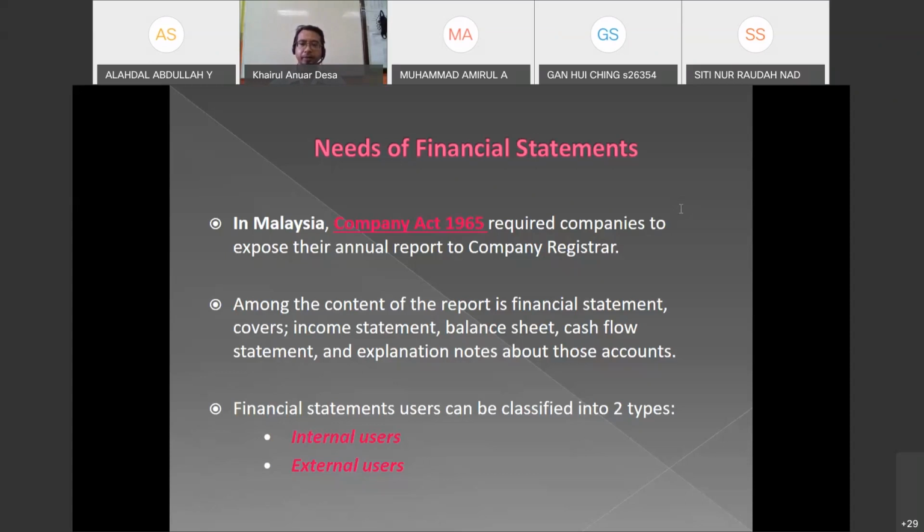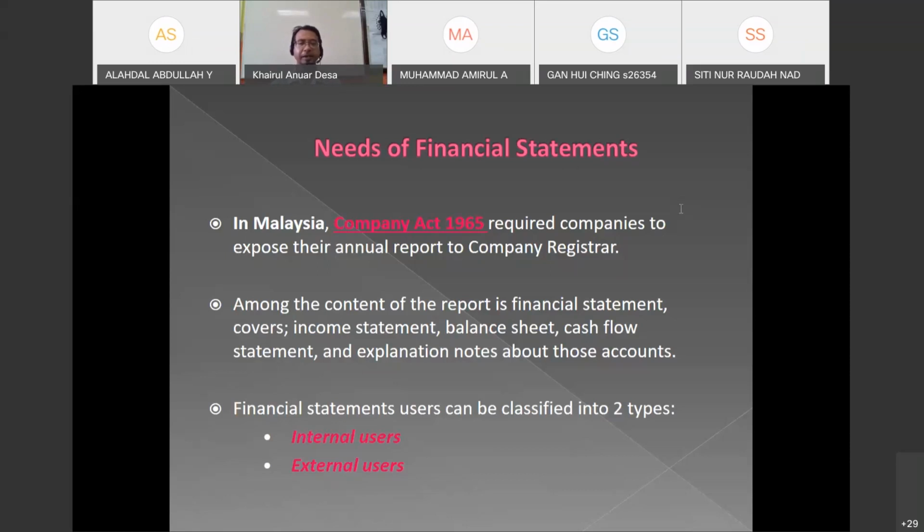Okay, di dalam penyata kewangan kita ada kunci kira, kita ada penyata kewangan, kita ada penyata aliran tunai dan sebagainya. Got it? So financial statement users can be classified into two types. Number one is the internal users. Number two is the external users. Now, who are the internal users of the annual report? Who are the internal users of the financial statement?